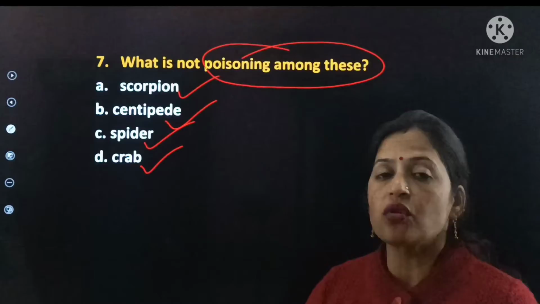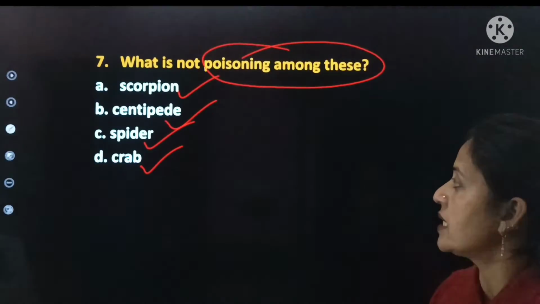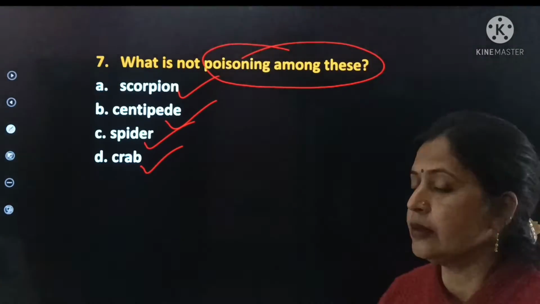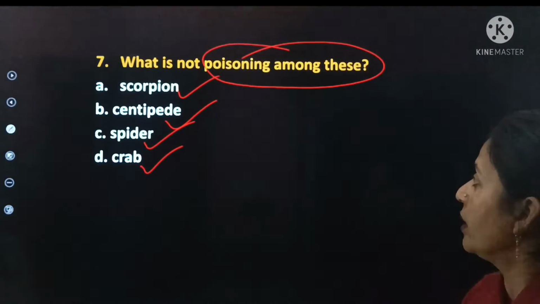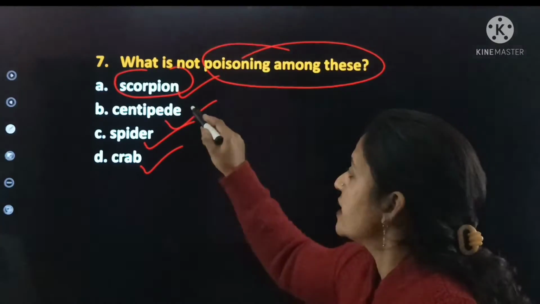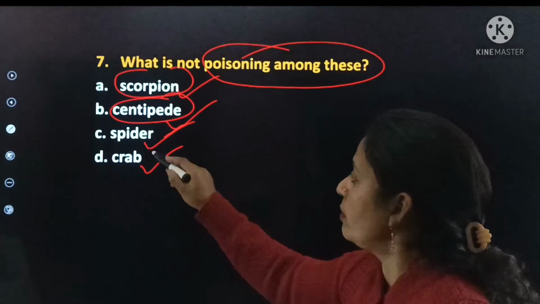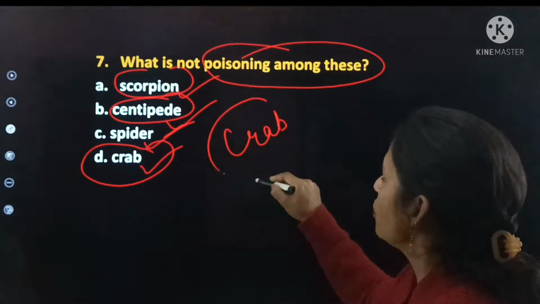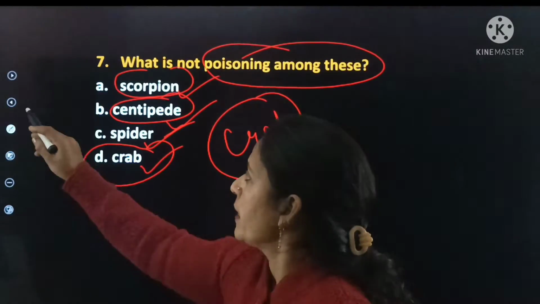तो आपको ये बताना है कि इनमें से कौन है जो पॉइजनिंग नहीं है। ऑप्शंस दिए गए हैं, स्कॉर्पियन है, सेंटिपीड है, स्पाइडर है, या फिर क्रैब है। ये आपका क्वेश्चन नंबर 7 है। व्हाट इज नॉट पॉइजनिंग अमंग दीज? इनमें से जो पॉइजनिंग है, स्कॉर्पियन भी पॉइजनिंग है, सेंटिपीड भी पॉइजनिंग होता है, स्पाइडर भी है, और जो इनमें पॉइजनिंग नहीं है दैट इज क्रैब। Crab is not poisoning among these. So here this is the right answer.